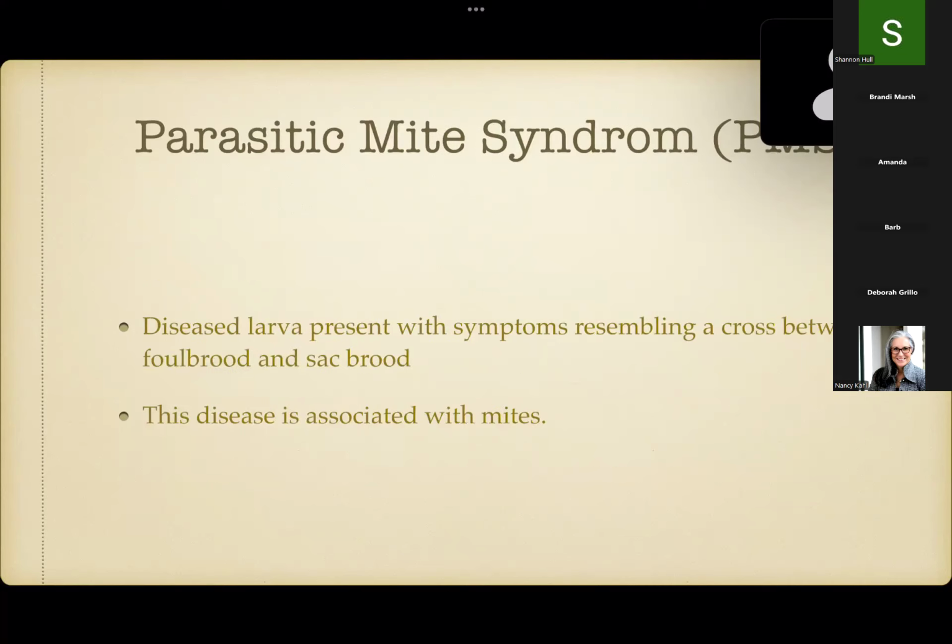All right, parasitic mite syndrome is the last one affecting your brood. And this is kind of a cross between foul brood and sac brood. This is associated with mites. Again, not crazy. So of all the brood diseases, the one I want you to walk away with tonight is American foul brood. You will probably never see it in your lifetime, but as a beekeeper, it is your responsibility to know what it looks like, what happens, and to be knowledgeable about it.